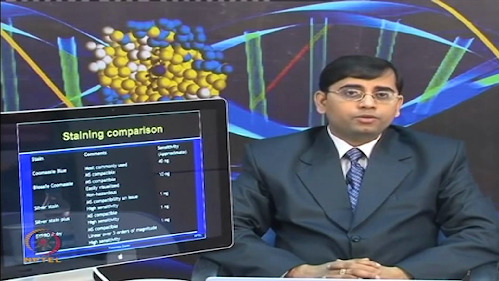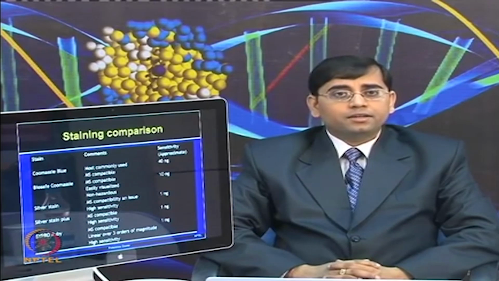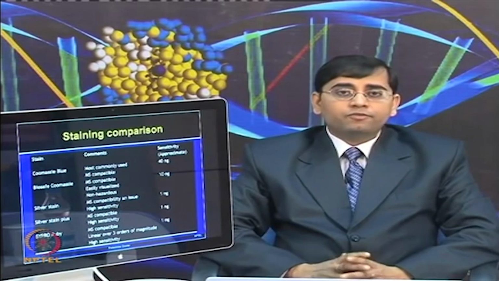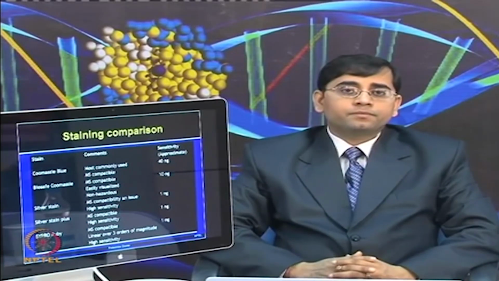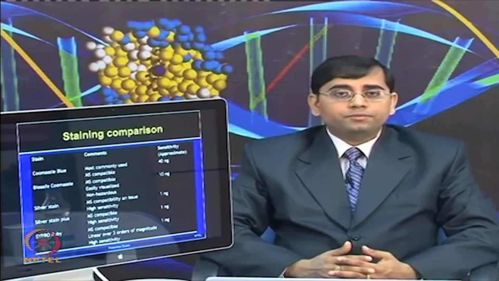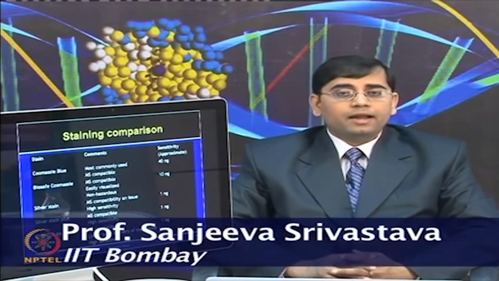Next, we will talk about Sypro Ruby. This is again a very sensitive stain, compatible with mass spectrometry, and it gives very low background on the gel. So, it offers a linear range of 3 orders of magnitude. So, you can see your signal against a much clearer white background. So, by looking at this table overall, you can compare the different types of stain available and which one you would like to use for your application.